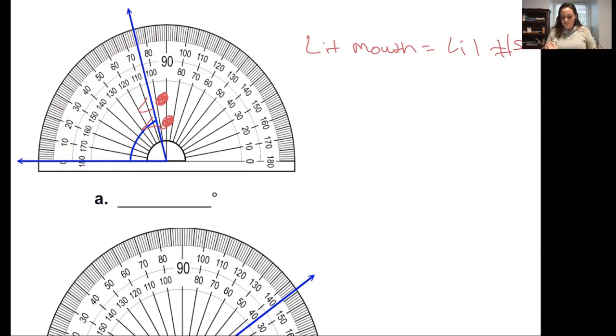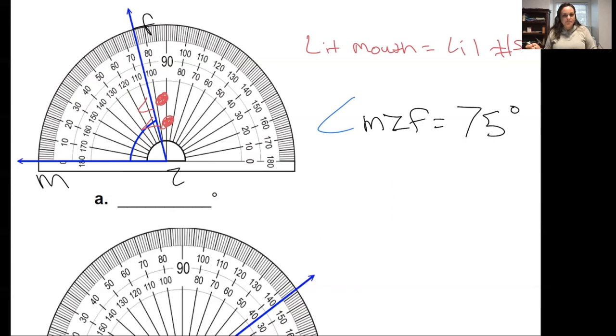So the measurement of this angle, and we'll go ahead and give it some letters because they didn't do this. We'll say MZF, just to be weird. Okay, so angle MZF was how many degrees again? Oh yeah, that's right. 75 degrees. Okay. All right, now let's see if you can do this next one without my help.